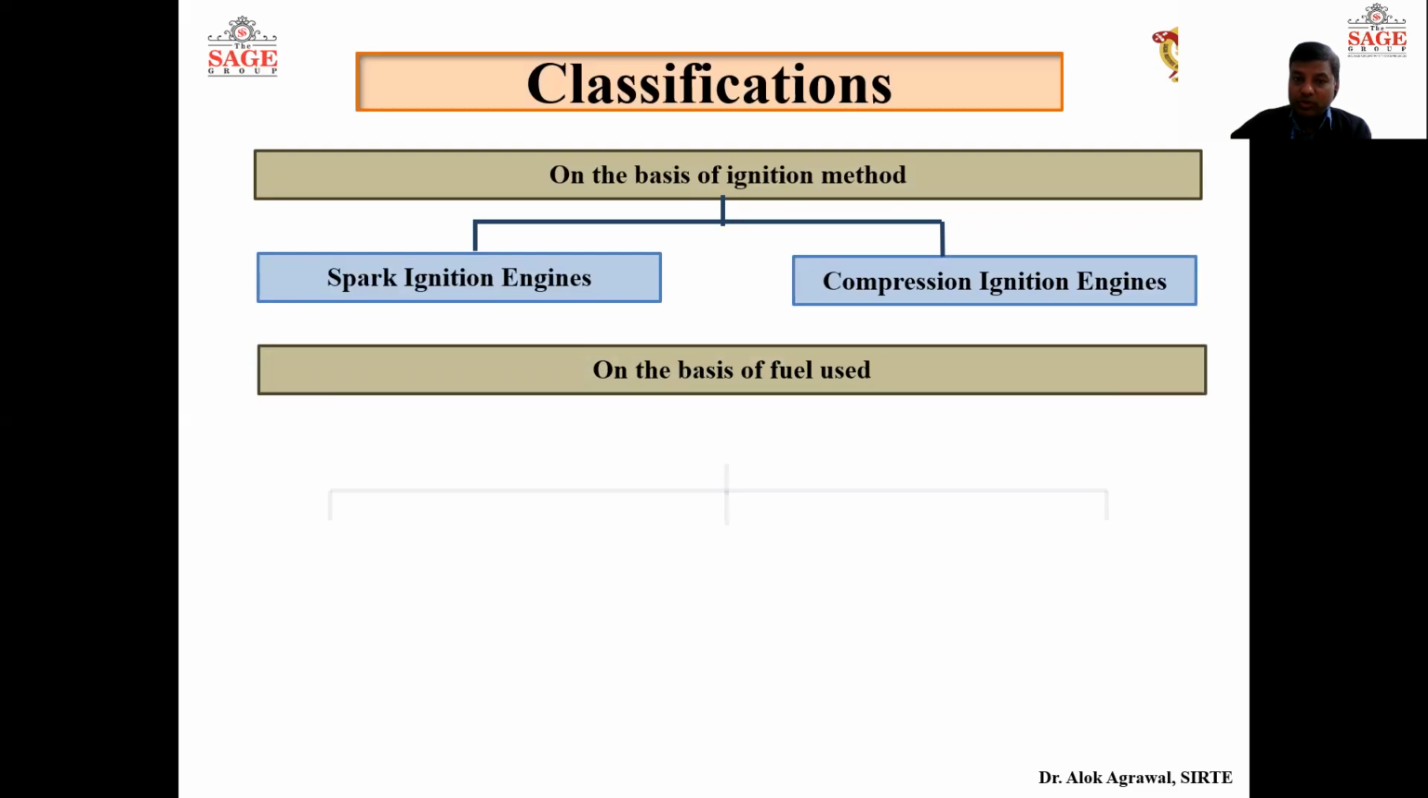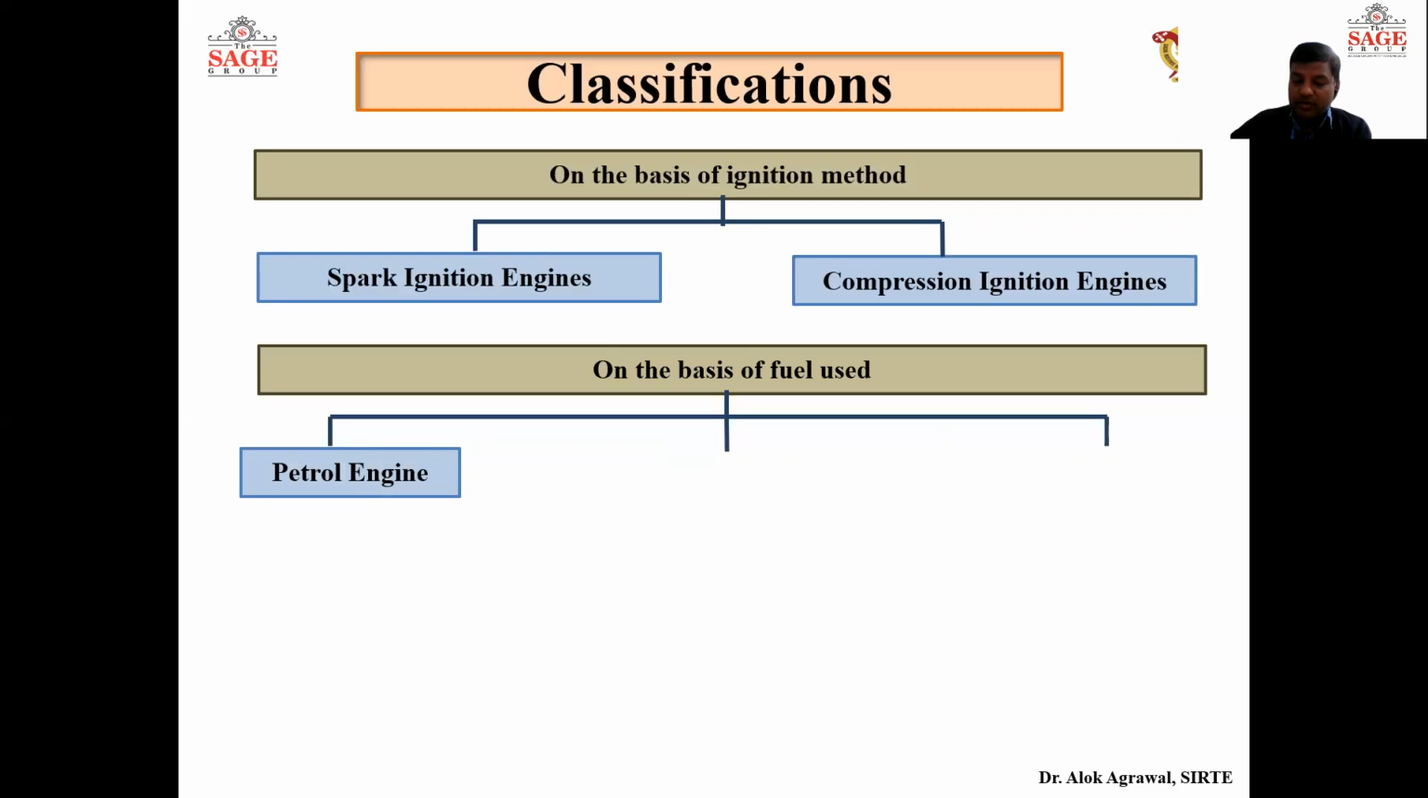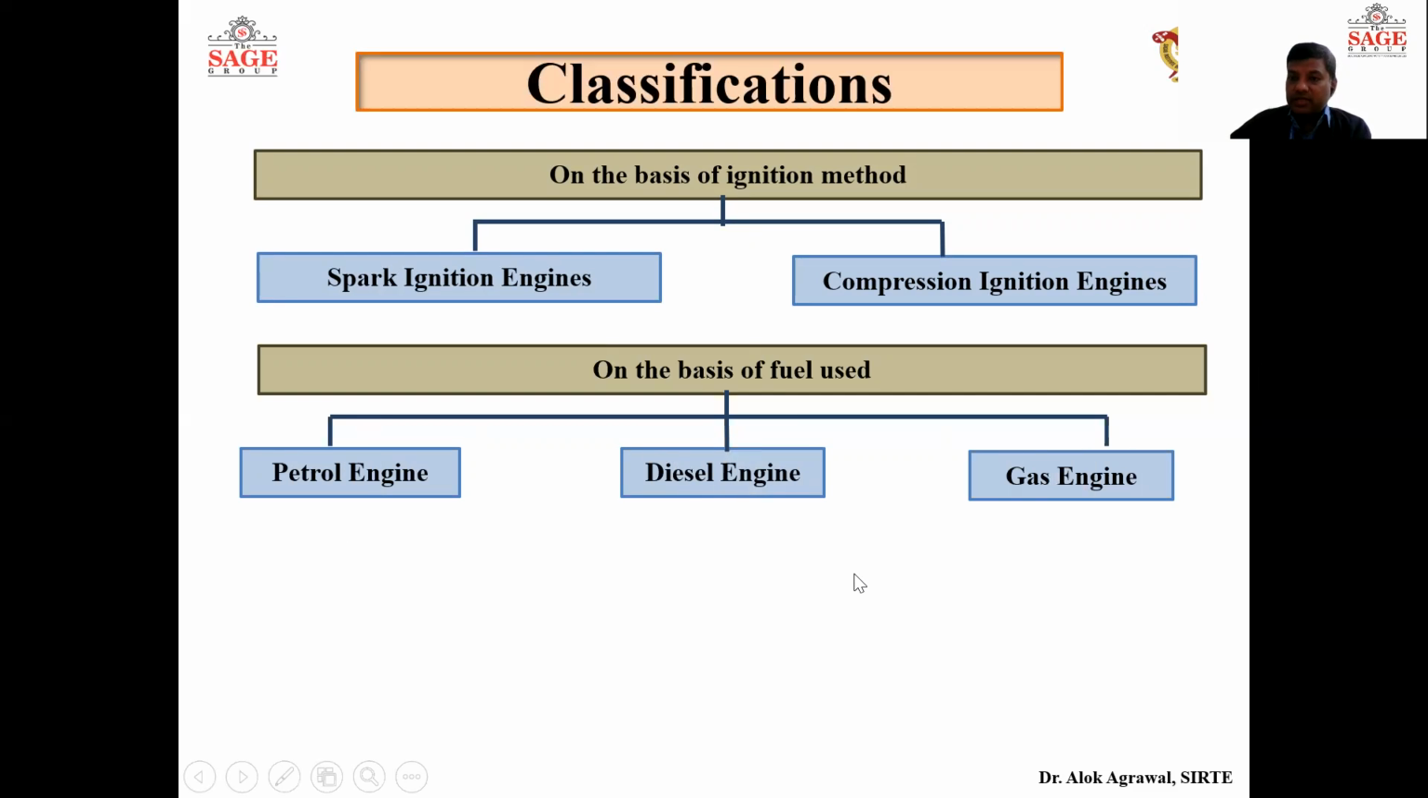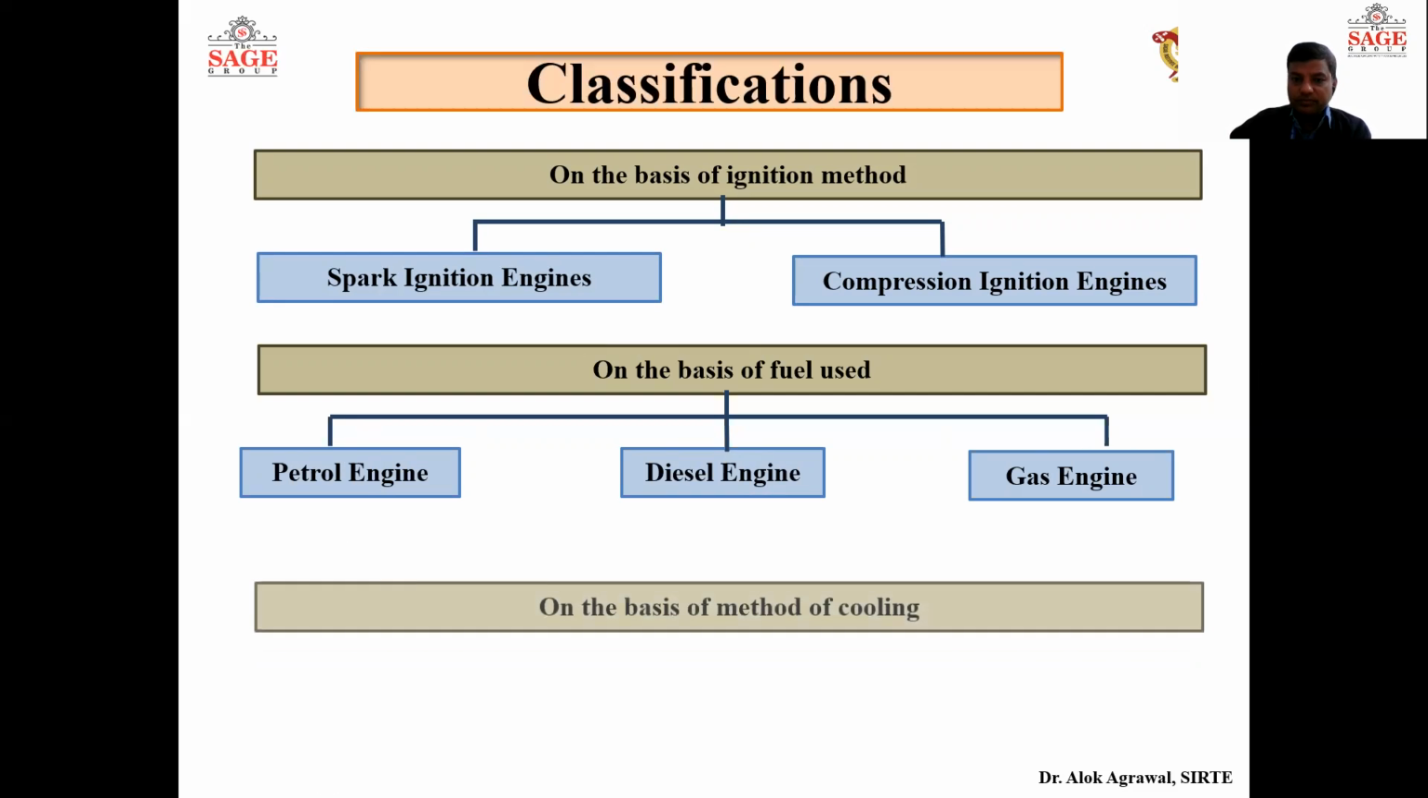Next, on the basis of fuel used, we have petrol engine, the engine which runs on petrol, then diesel engine, then gas engine. We have already heard that there are vehicles working on CNG. So this is called gas engine.